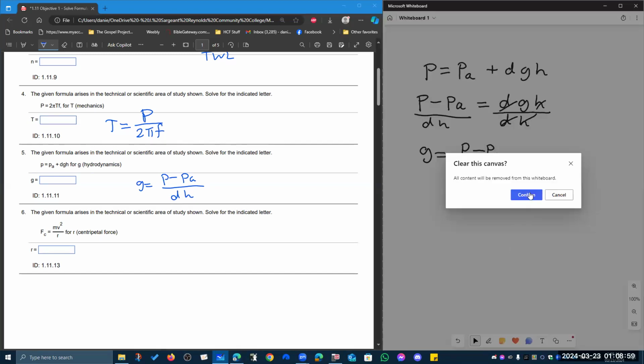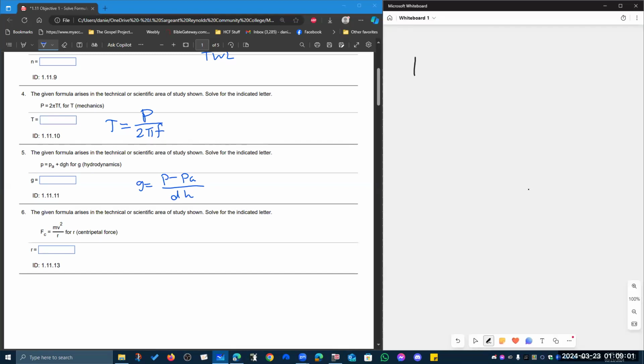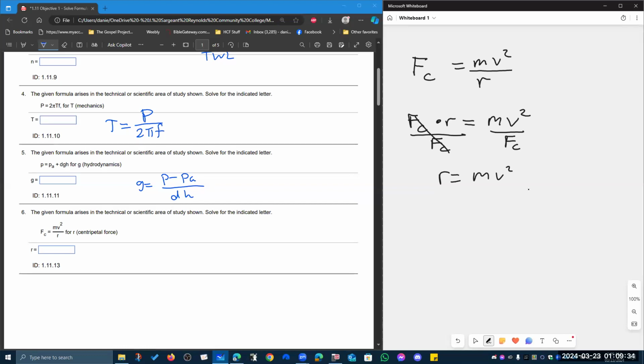Now we have F sub c is equal to mv squared over r. We want to solve for r. Let's multiply both sides by r. F sub c times r is equal to mv squared. Then let's divide both sides by F sub c. And r is equal to mv squared divided by F sub c.